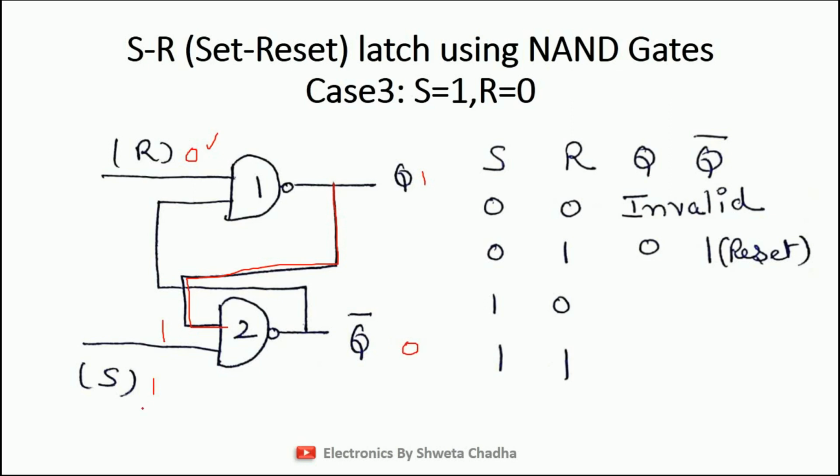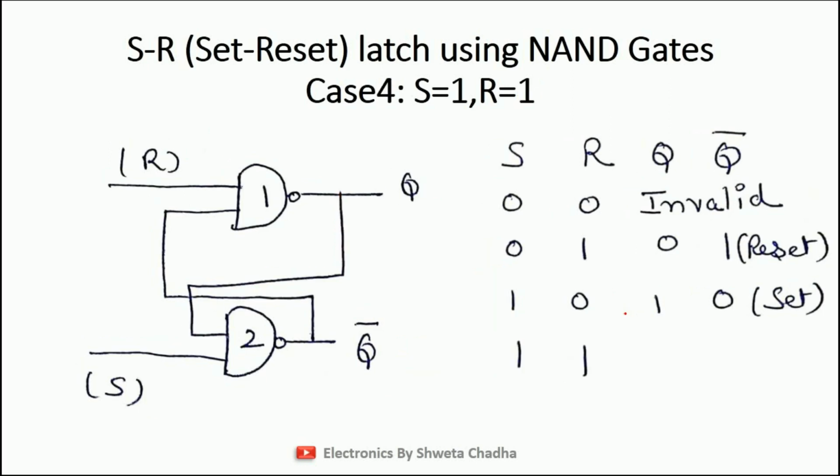So that means when S is equal to 1, R is equal to 0, output Q is 1 and Q bar is 0. So students, this condition is known as set condition. So what is set condition? When set is 1, S stands for set. Set is 1, the output becomes equal to set. Set means 1. So these are the 3 conditions for SR latch using NAND gate.